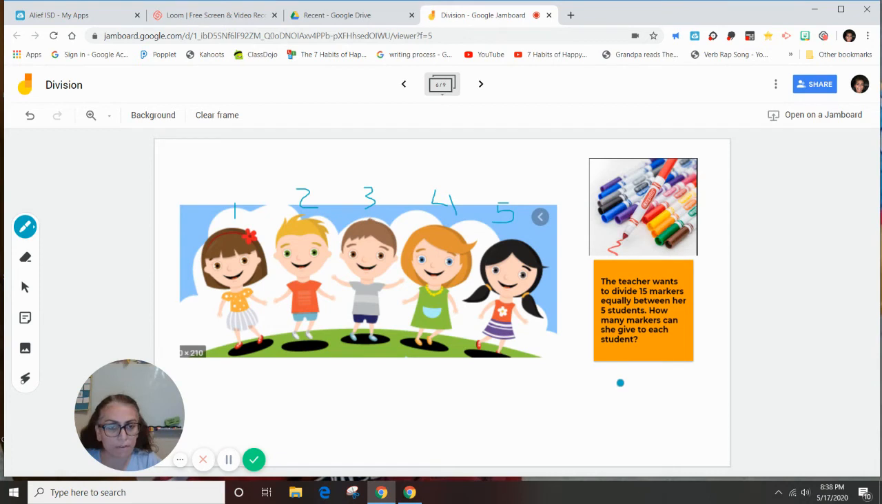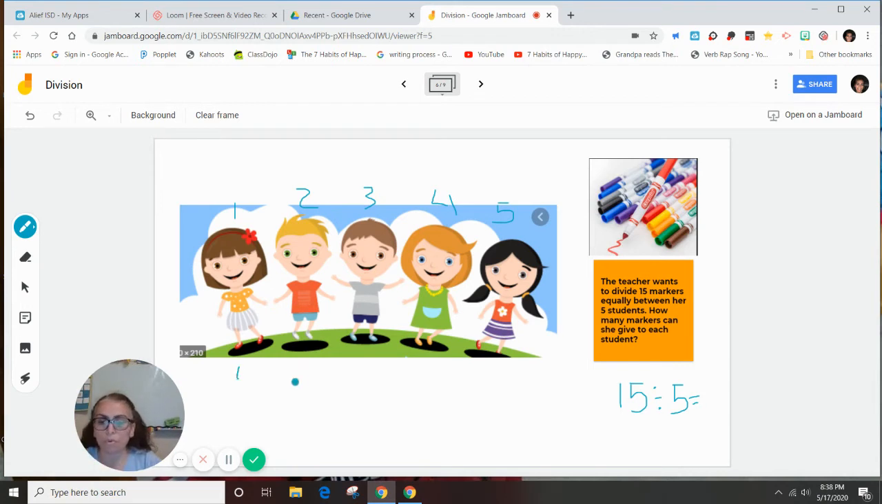I have 15 markers. I'm going to write the information here. I always try to write important information so I don't get confused. And you know that division symbol is hard to make. Divided between 5 students, and I need to know how many markers they are going to get. So then again, I'm going to split them equally.